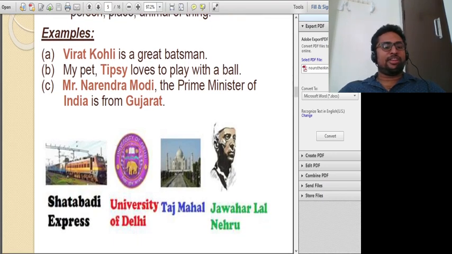Shatabdi Express is a proper noun. What is the common noun for this? Train is a common noun. University of Delhi, Rajiv Gandhi University: university is the common noun, and Rajiv Gandhi University is a proper noun. Jawaharlal Nehru, Ambedkar, these all come under the proper noun.